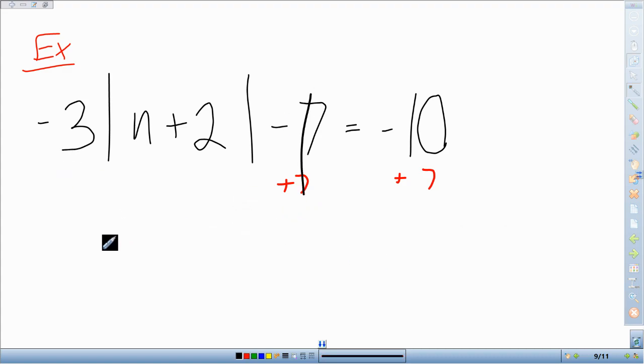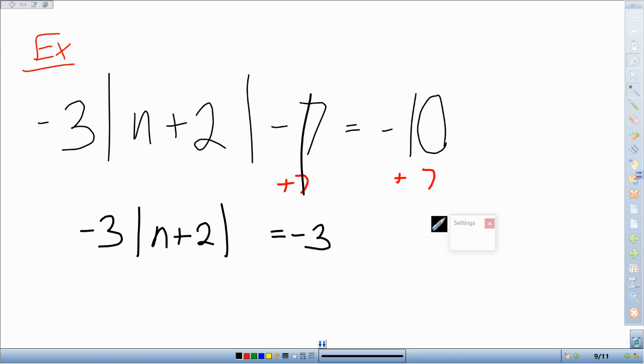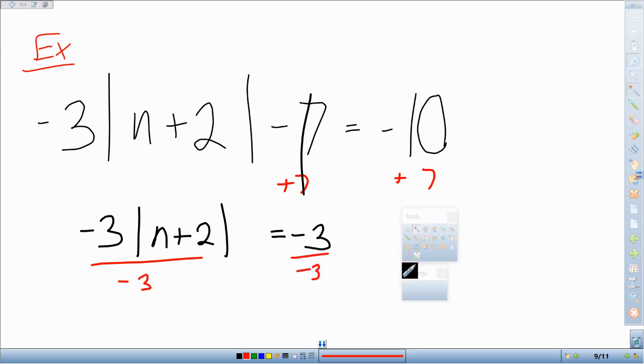Now that they're gone, I'm going to bring down what I have: a negative 3 times the absolute value of n plus 2 equals negative 10 plus 7, which gives me a negative 3. Now I can get rid of my negative 3 that's being multiplied by my absolute value by dividing.